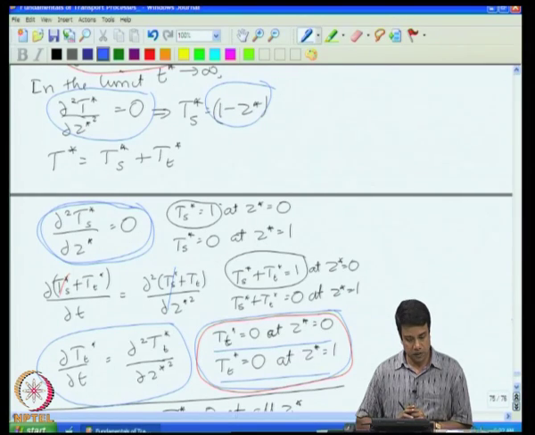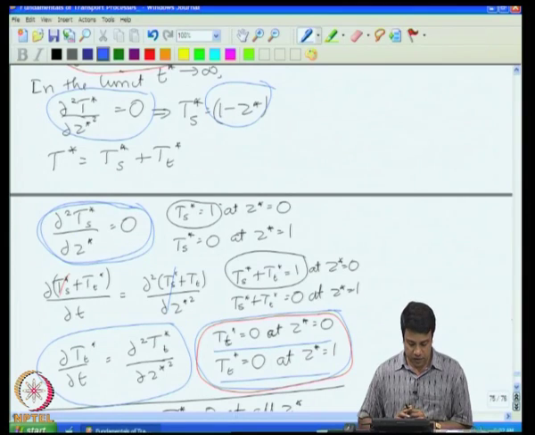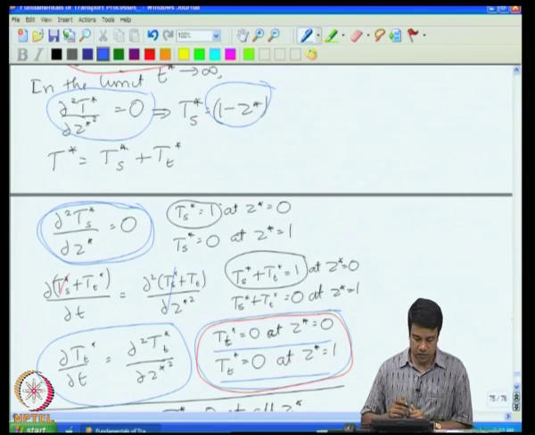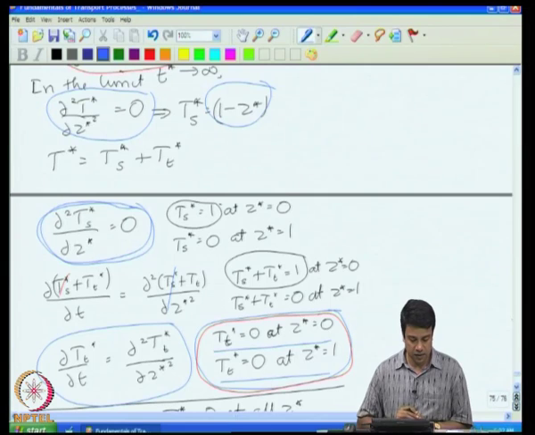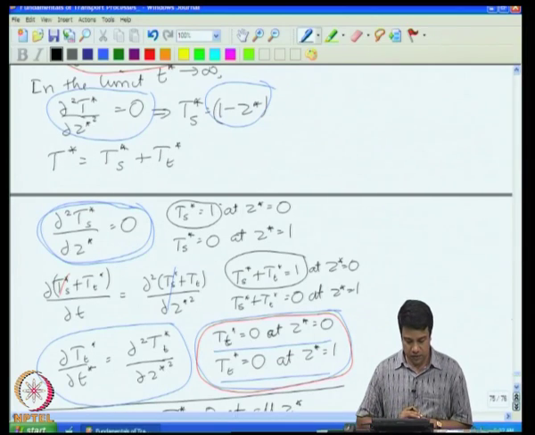The steady part is independent of time, so its time derivative is 0. The steady part also satisfies d square Ts by dz square is equal to 0. So, my differential equation for the transient part reduces to a simple form, the exact same form that I had for the original temperature profile: dT transient by dt star is equal to d square T transient by dz star square. However, there is a difference in the boundary conditions.